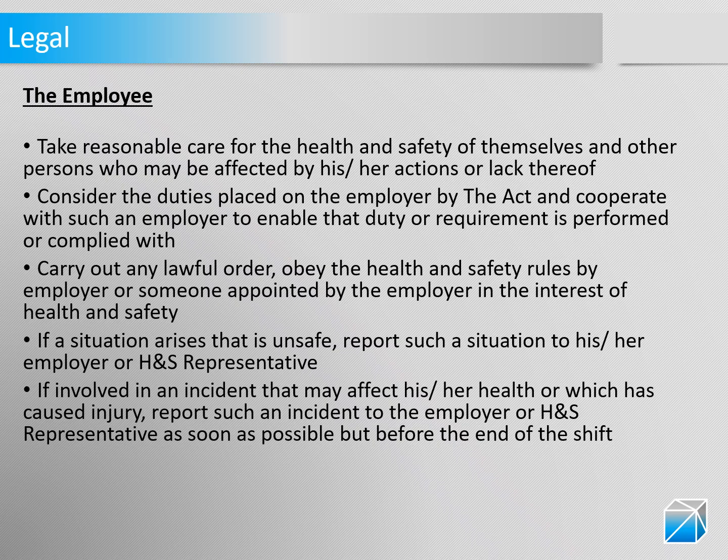Carry out any lawful order, and obey the health and safety rules made by the employer or someone appointed by the employer in the interest of health and safety. If a situation arises that is unsafe, report such a situation to his or her employer or H&S representative. If involved in an incident that may affect his or her health or which has caused injury, report such an incident to the employer or H&S representative as soon as possible but before the end of the shift.